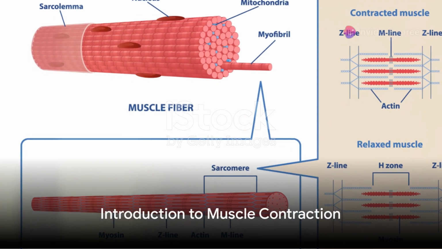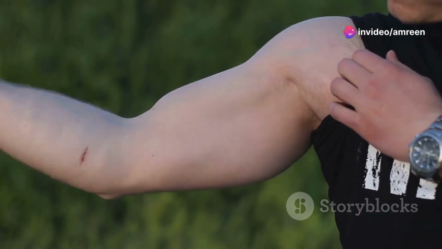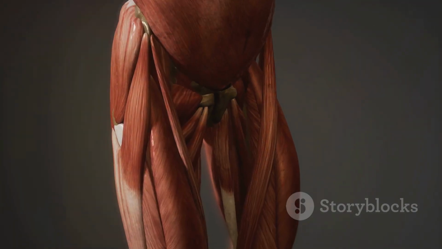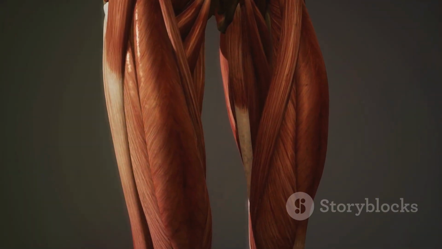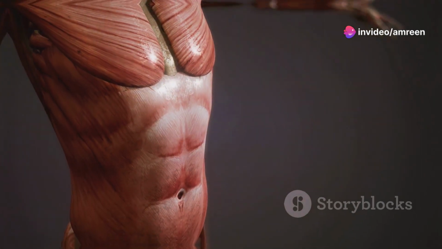Have you ever wondered how our muscles contract? Not just the big, noticeable flex of a bicep or the powerful contraction of a leg muscle propelling us forward in a sprint, but the tiny, microscopic processes that make those movements possible. The answer lies in something called the sliding filament theory.